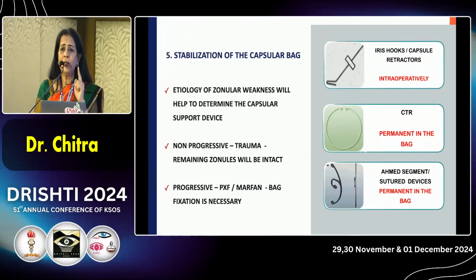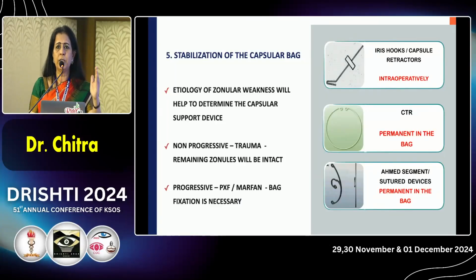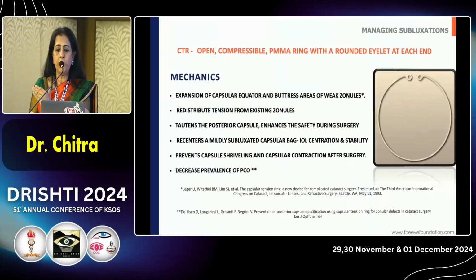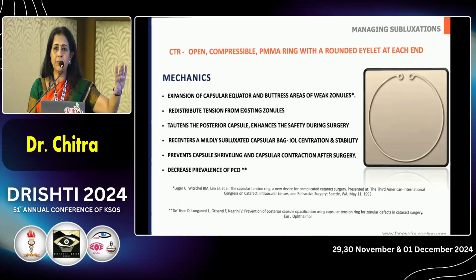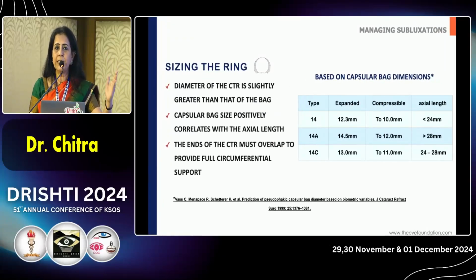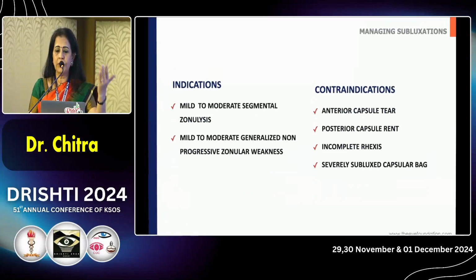And then, when would you stabilize the capsular bag? A CTR, if you know it is not a progressive kind of zonular weakness, but it should be a CTR along with other anchors of support if there is going to be a progressive illness. We know that the CTR buttresses the capsular fornix. It also stretches the bag, so there are no wrinkles in the posterior capsule and there is no PCO. Sizing of the ring is related to the axial length. The longer the axial length, the larger the ring should be.